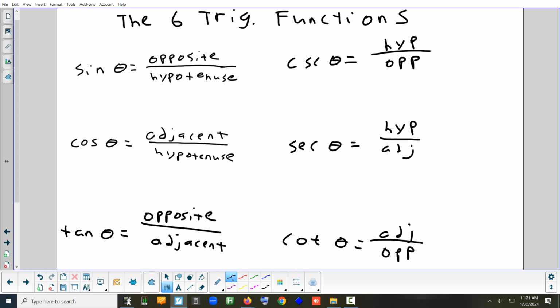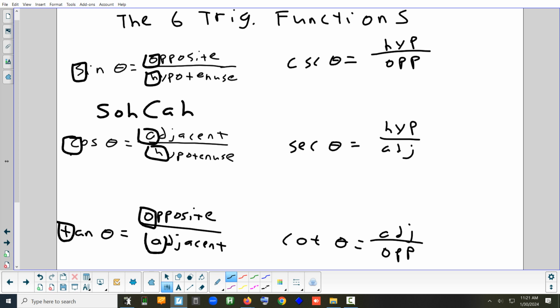And there's a trick that some people use to remember the three on the left. Does anybody know what trick I'm thinking of? SOHCAHTOA. Yep, the SOHCAHTOA. So sine is the opposite over hypotenuse. S-O-H. Cosine is adjacent over hypotenuse. C-A-H. And tangent is opposite over adjacent. T-O-A. That's just a trick some people use to try to remember it.